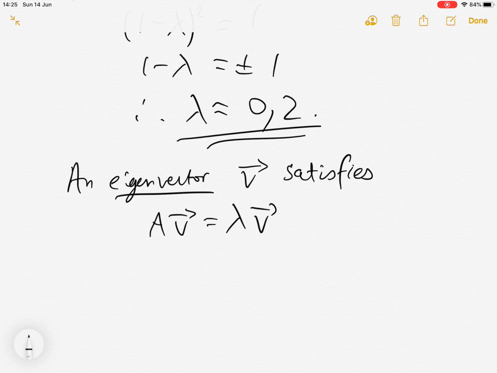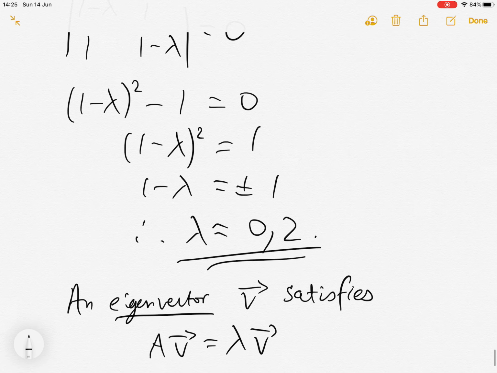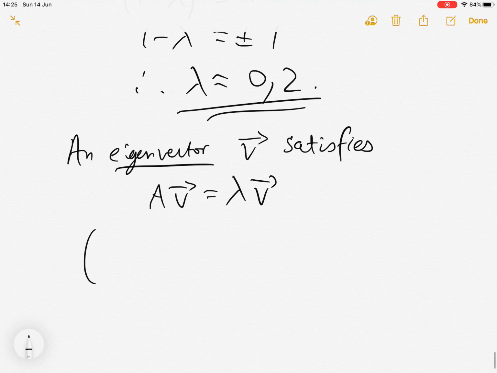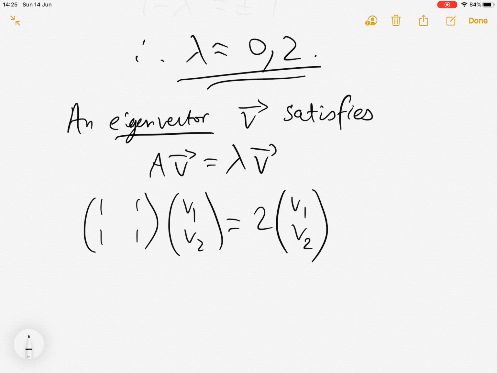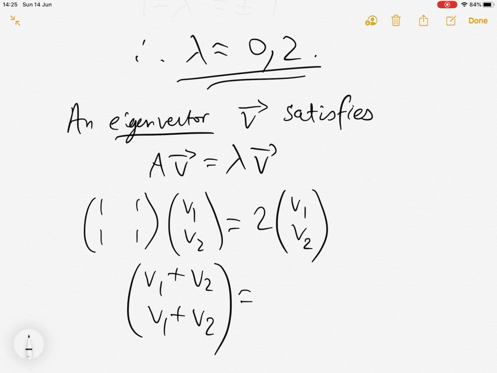There might be lots of vectors. In fact, there's the whole eigenspace of vectors that satisfy this. But let's just find the vectors corresponding to each of these eigenvalues. So if we take the eigenvalue 2, we've got 1, 1, 1, 1. V, that's something we don't know, so let's let V be V1, V2. And then lambda is 2. And then if we multiply out the left-hand side, we get V1 plus V2, V1 plus V2 equals 2V1, 2V2.